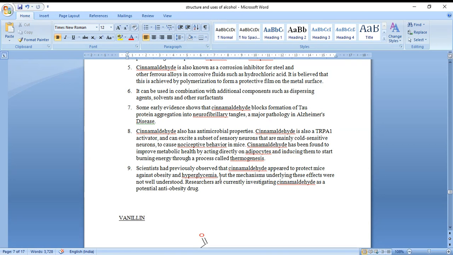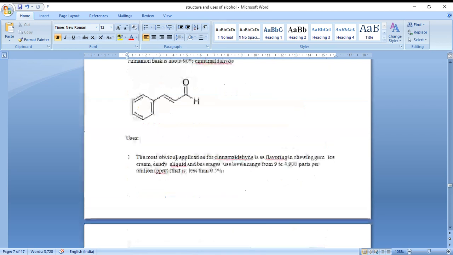So generally we can say that hyperglycemia or obesity mainly occurs due to heavy fat, isn't it? Obesity mainly occurs due to heavy fat. So in the earlier point we saw that cinnamaldehyde directly acts on the adipocytes and it burns the fat. So these are the various uses of cinnamaldehyde.